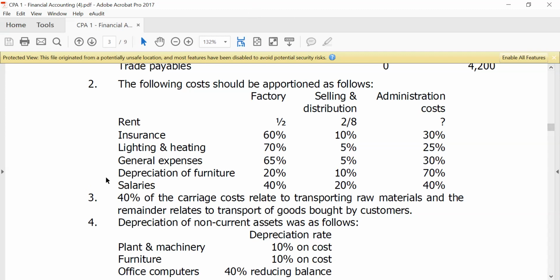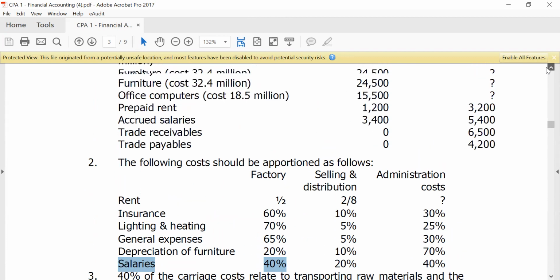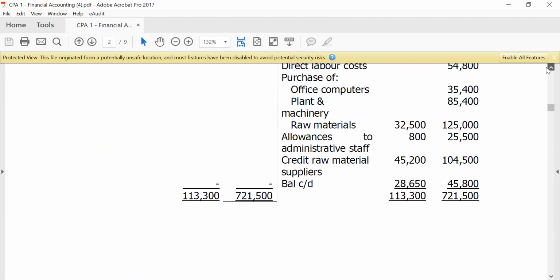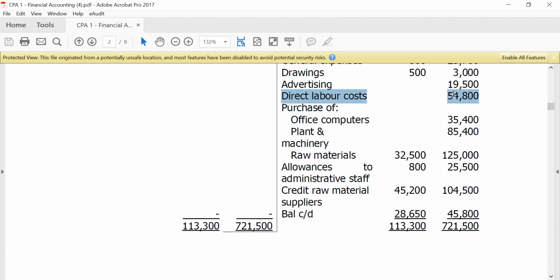But then we also have this cost that would be more of labor, which is the salaries that relate to the factory. But these are not considered as direct labor. They are rather considered as overheads. The salaries of 40% are considered as overheads. So they are not supposed to be included in your direct labor. So the only direct labor cost we have is what we have in the cash book, and we've realized it doesn't have any additional information on it. In case it had additional information, we'll go ahead to adjust it accordingly.